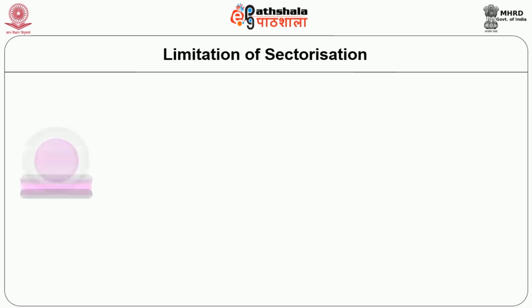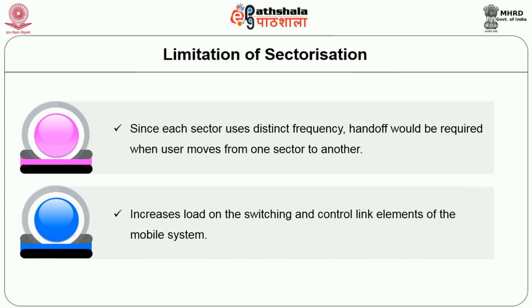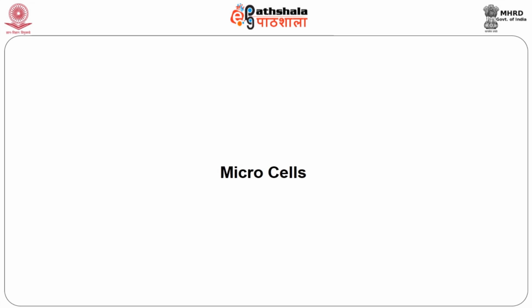So, when a user moves from one sector to another sector, again the frequency channels allocated to these sectors are different. So, what will happen is that a handoff would be required. So, within a cell, 3 times the handoff would be required. So, increasing the number of handoffs when sectoring is employed puts an overhead on the switching and control link elements of the mobile system. So, there is a solution to this problem also.